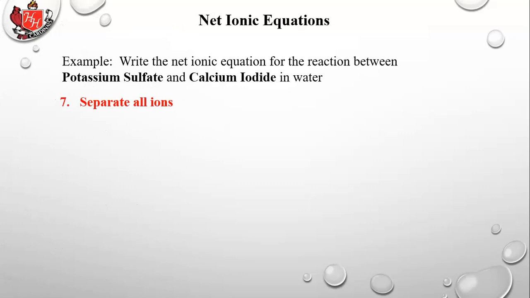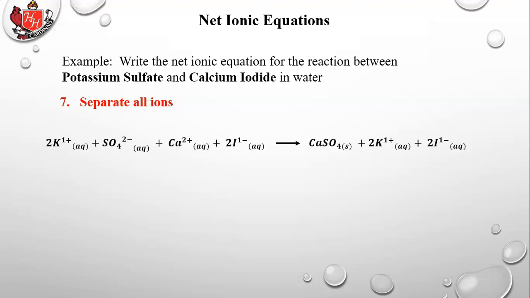Okay, step 7, separate all the ions. Look at the reaction that you have written down, and now you're going to break out the ions. So we said that the K2SO4 is aqueous. It's going to break apart. The SO4 stays together as SO4. It has a 2- charge.